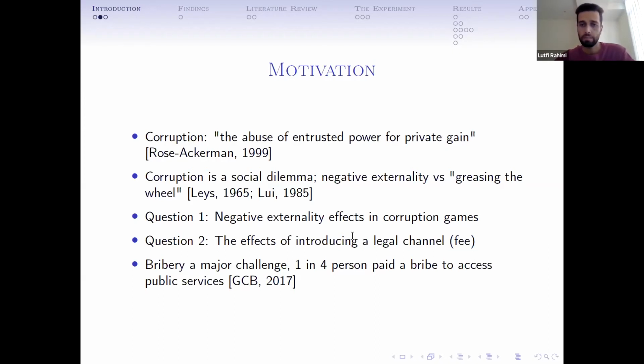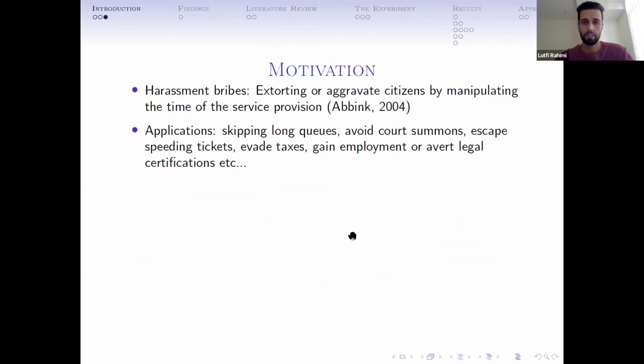So corruption is a big challenge, and I hope what we find contributes to policy reforms in this sense, that if a fast-track option is introduced into the public service delivery, then that should lower corruption in some ways. Maybe not eliminate it completely, but to some extent.